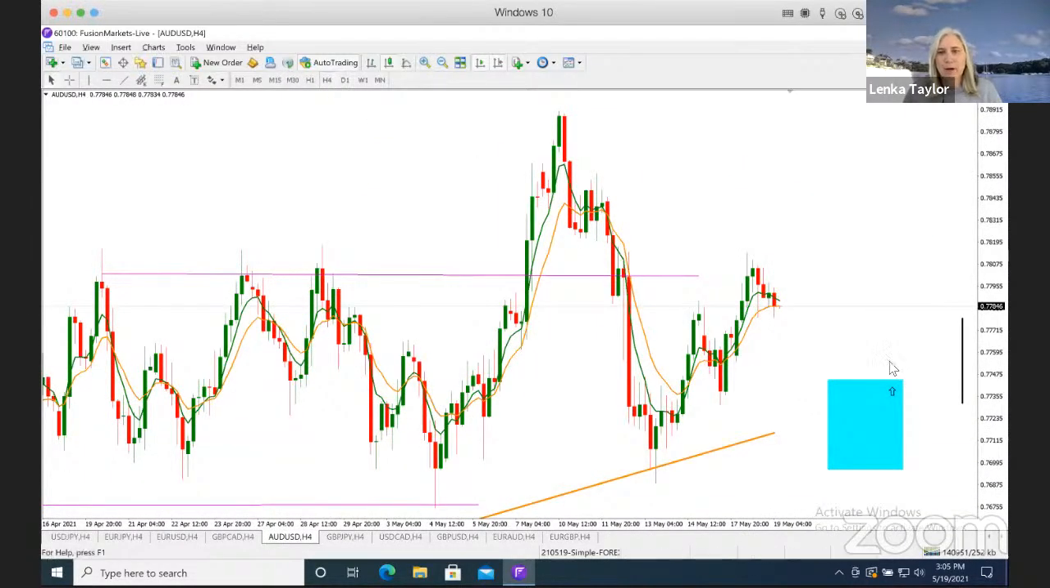On the 4-hourly, the entry for this would need to be closer to this channel line. So the price needs to first fall towards this channel until it gets to this aqua box as the entry area. And then if it gets to this entry area, I would be looking for a reversal for a long.